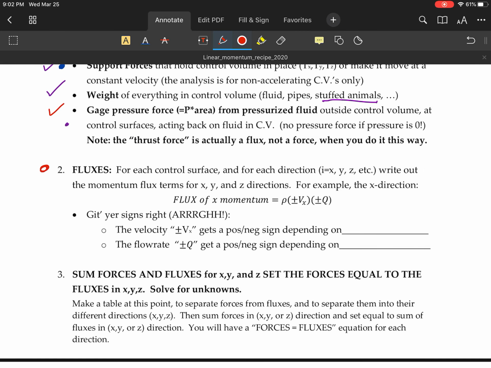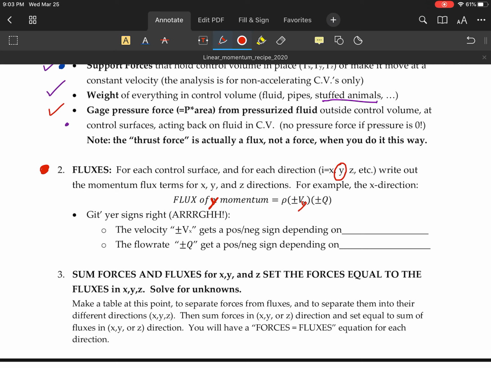Okay, so now we're going to do the fluxes, and this is the hard part where you have to pay attention. We're going to do the fluxes in the Y direction, and the flux of momentum in the Y direction, let's just change this to be Y, is rho, plus or minus v sub y, plus or minus Q. And those are multiplied together. I write plus or minus to indicate that you need to get a sign in front of those right. Okay? So get your signs right.